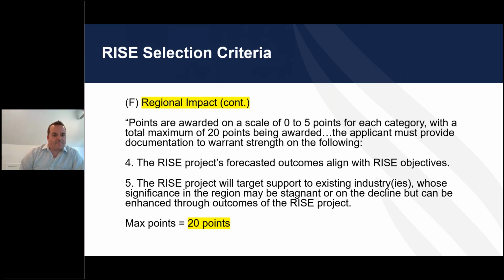So number 4 and 5 in that same criteria is the RISE project's forecasted outcomes align with RISE objectives, and the RISE project will target support to existing industries whose significance in the region may be stagnant or on the decline, but can be enhanced through outcomes of the RISE project. As I mentioned in the beginning of the presentation, we're trying to build these communities up that have been impacted.